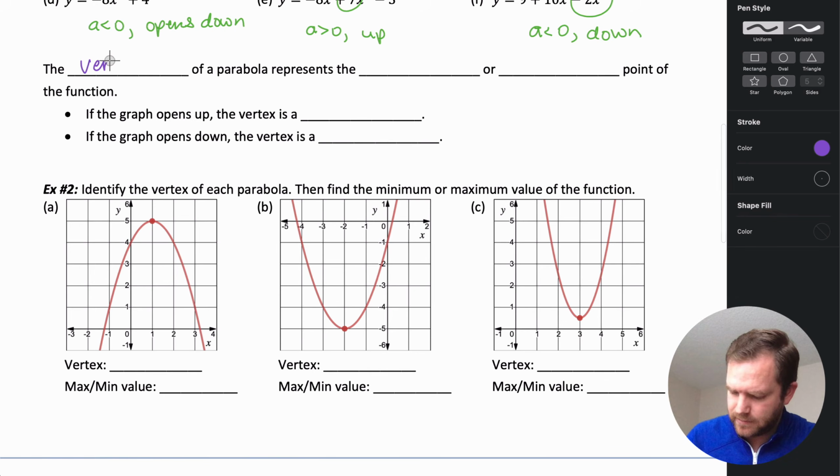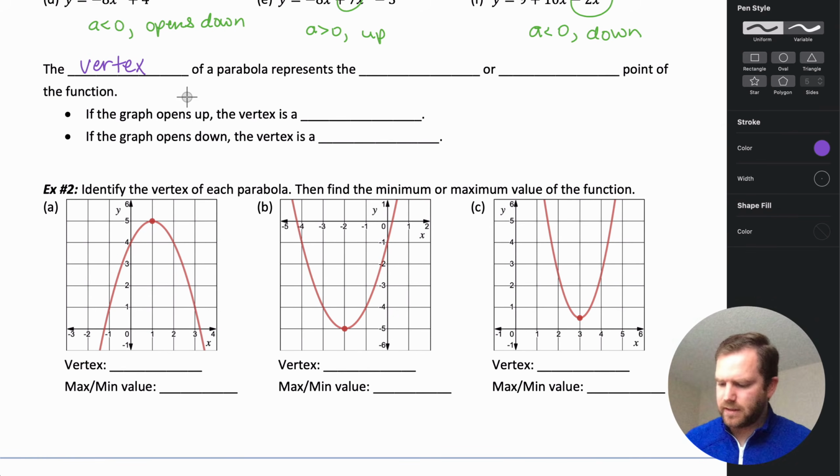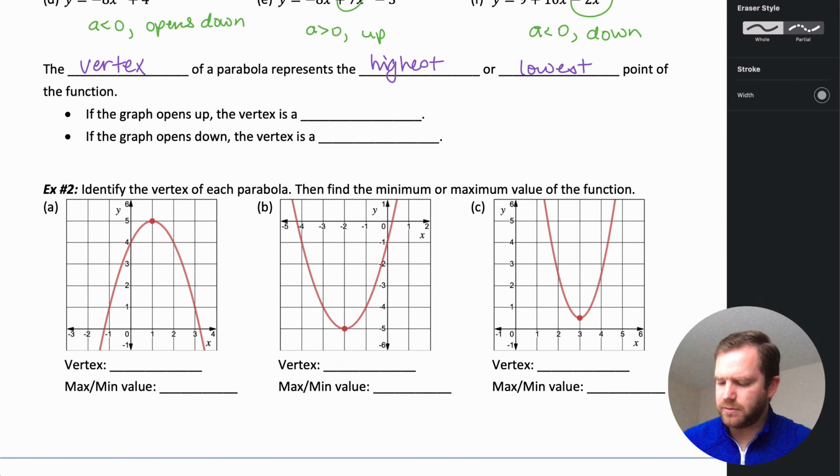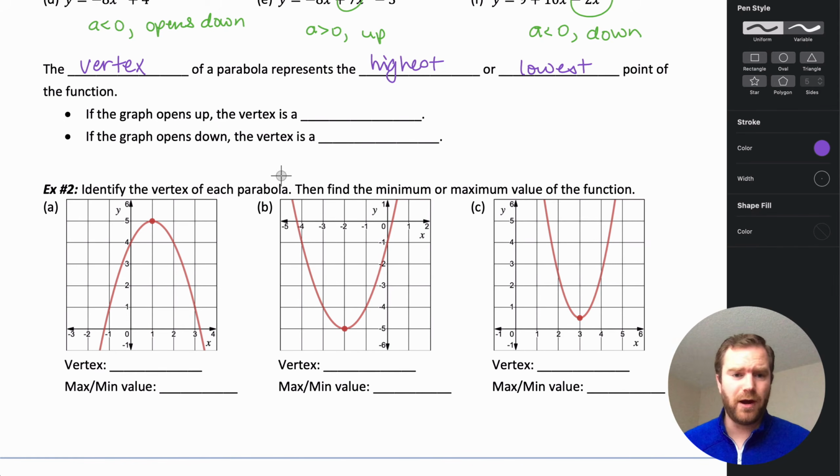That point there and that point there, those points are called the vertex. The vertex of a parabola represents the highest or lowest point on our curve. And whether it's the highest point or the lowest point is dependent on whether our graph opens up or down. So we can see we have 2 different kinds of shapes here. This is a parabola that opens down, and this is a parabola that opens up.